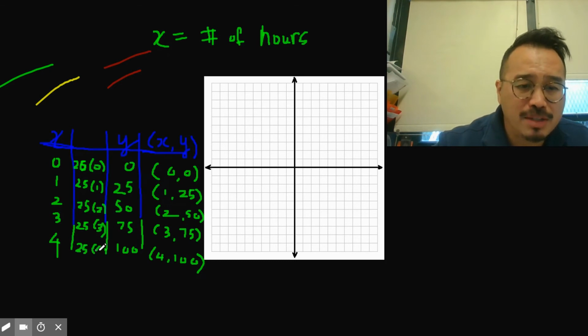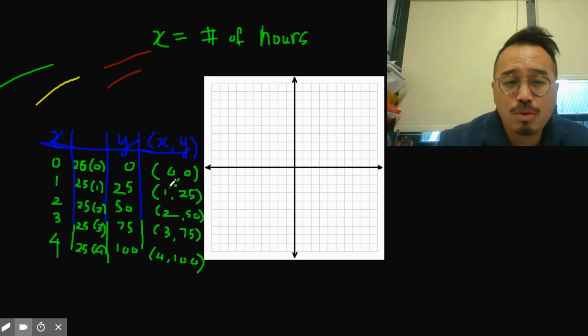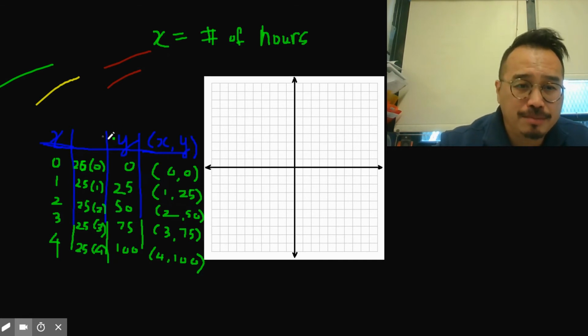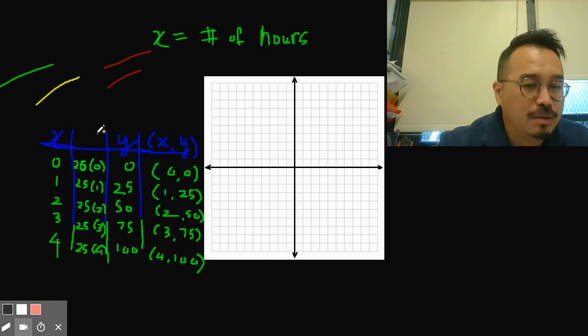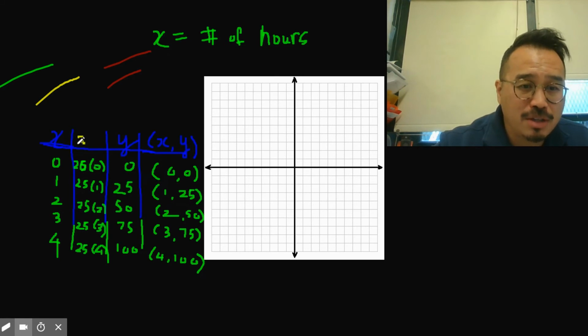So think about this. If you have to write this as an expression, meaning using letters and numbers, how would you write this right here? Okay, I'll use a different color for emphasis. I'll use yellow. It's 25, right? You can't change that. You're going to make $25 an hour no matter what. 25 times what? X, yeah.